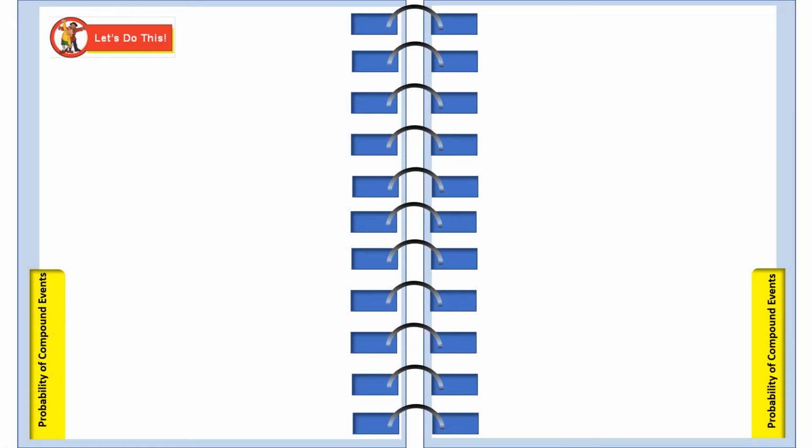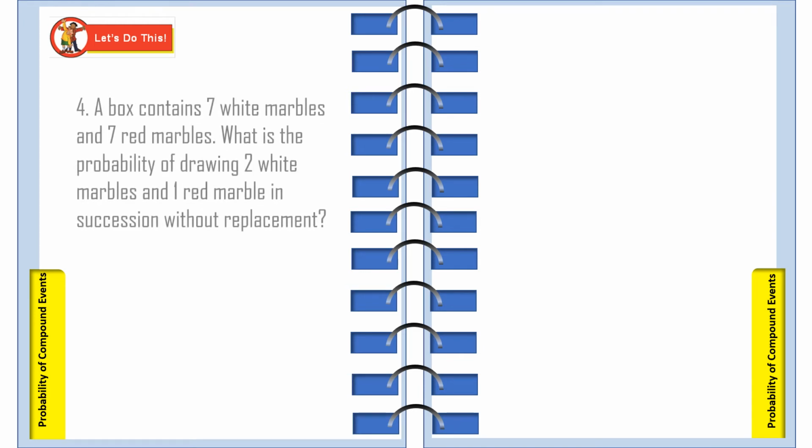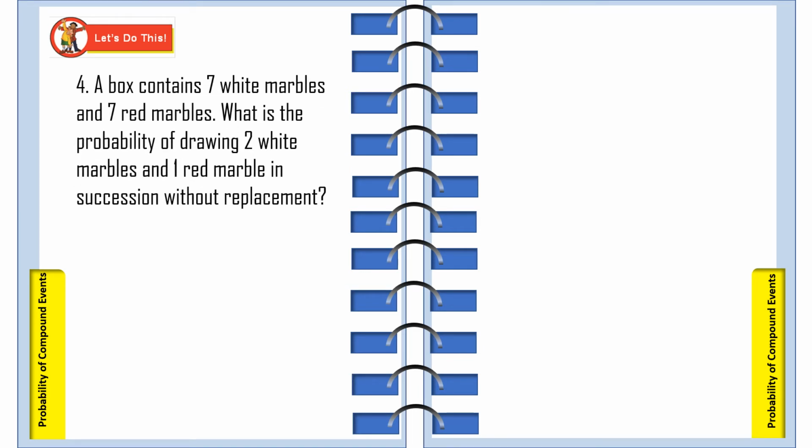Okay, so let's have question number 4. A box contains 7 white marbles and 5 red marbles. So what is the probability of drawing 2 white marbles and 1 red marble in succession without replacement? So ito, hindi natin ibabalik. So opposite ito ng ating first, yung third problem natin na with replacement. Binabalik natin. So, dito without replacement.